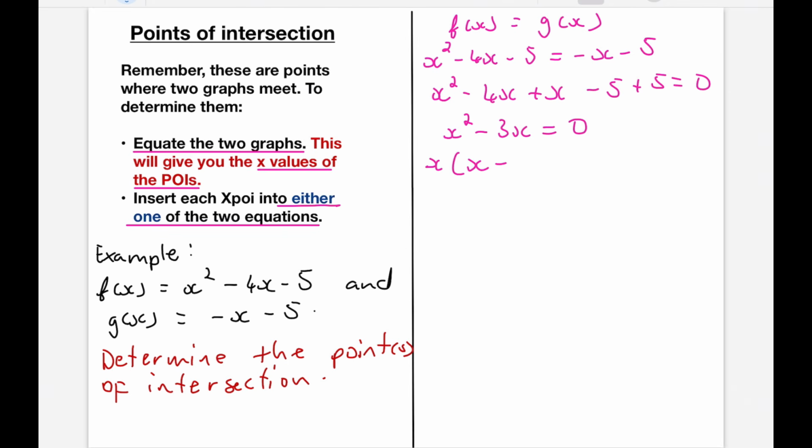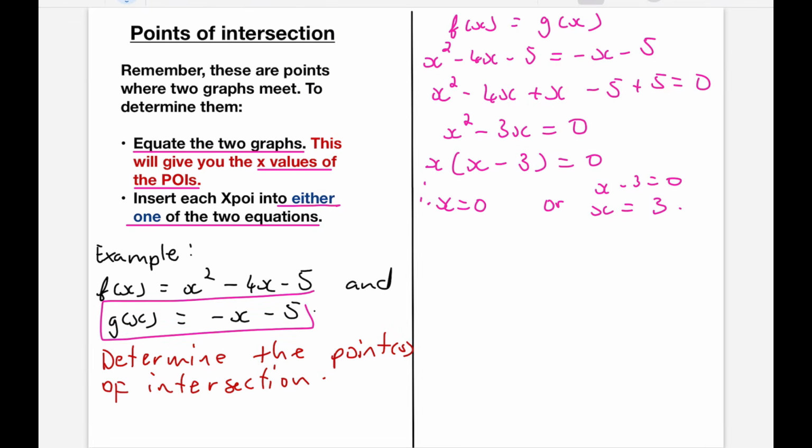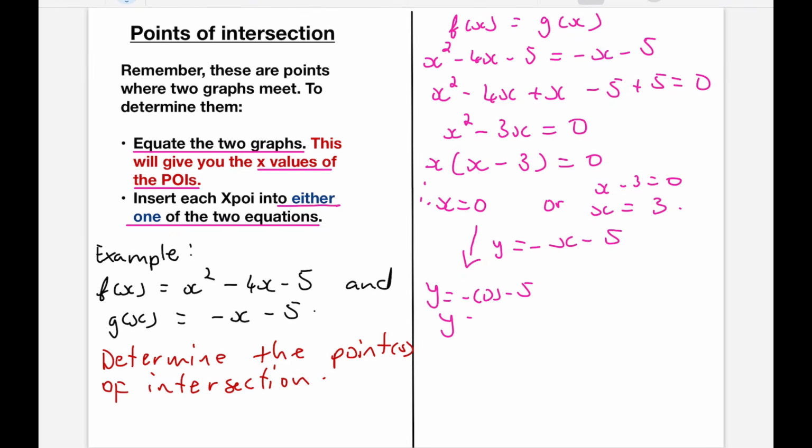We take out a common factor of x, and we're left with x times x minus 3 is equal to 0. So therefore, x is either 0 or x minus 3 is 0. In other words, x is 3. Now, these are the two x values of our points of intersection. You then pick one of your equations here and work with it to find the y values of the points of intersection. Now, if you're lazy like me, you're just going to pick the easier one, right? y is equal to negative x minus 5. So in this case, y is equal to negative 0 minus 5, meaning y is negative 5.